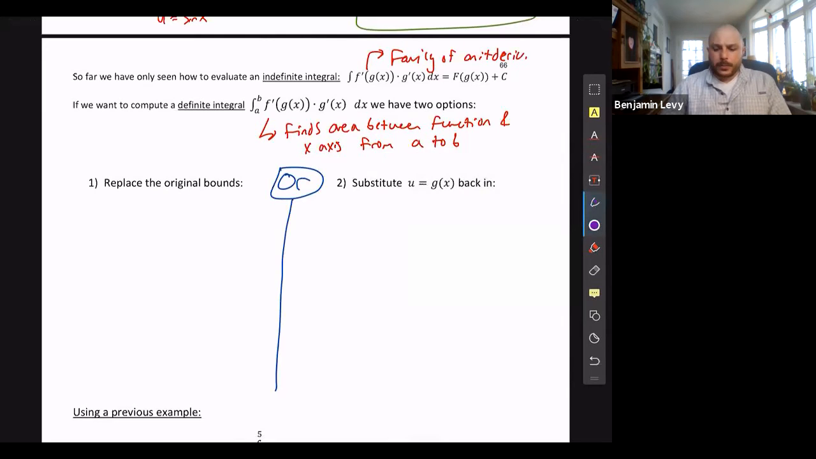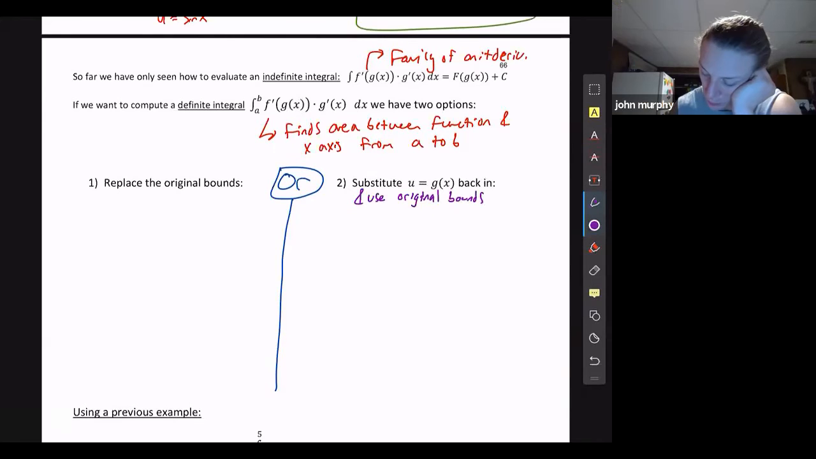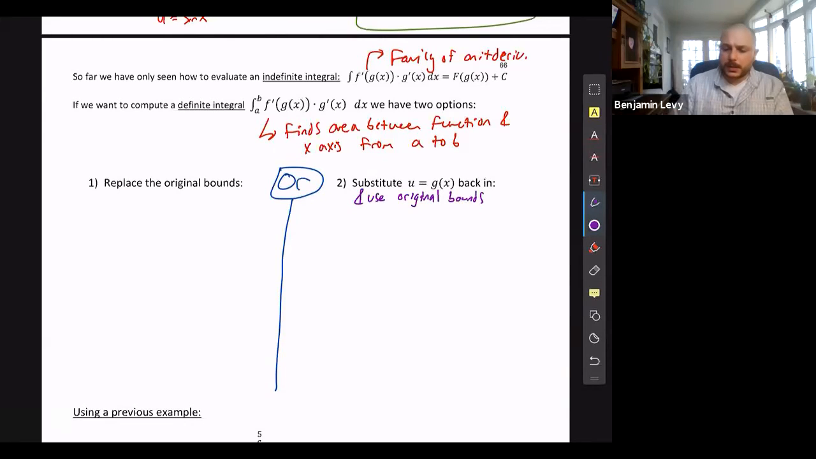So when I say substitute u back in, what I mean is you use the original bounds. So don't change the bounds, use the original ones. And the way that works is, you plug in something for u. We've been calling it g. And then, of course, we make the substitution du equals g prime dx. So I'm just going to write down the process in general so you can think through what it looks like without any numbers in there.